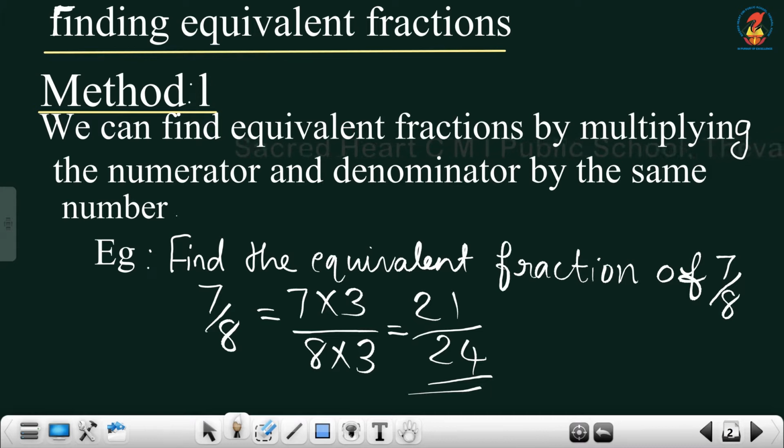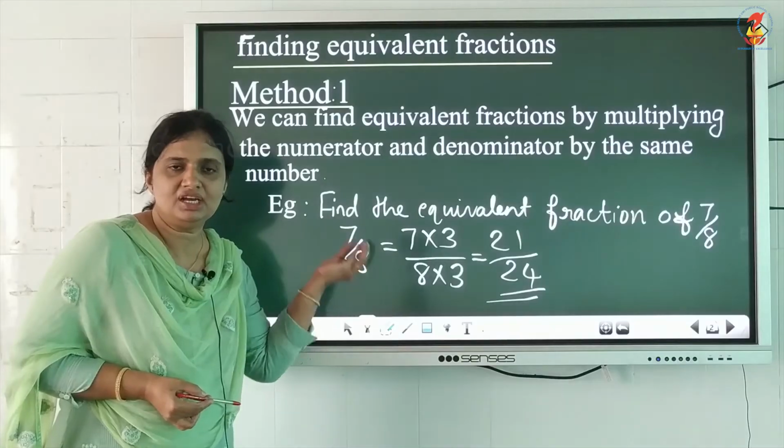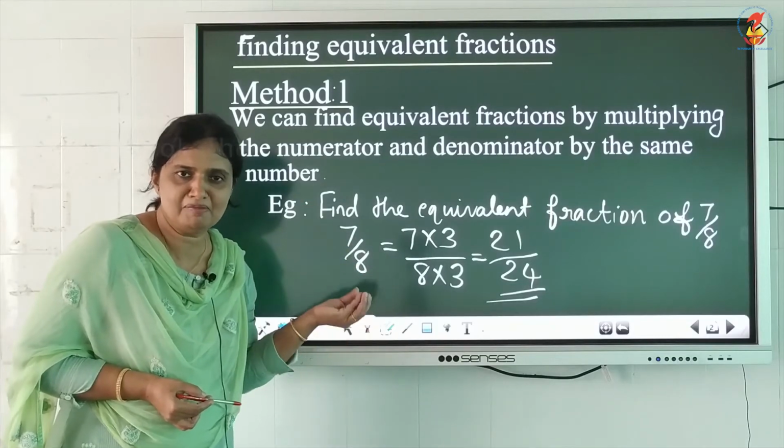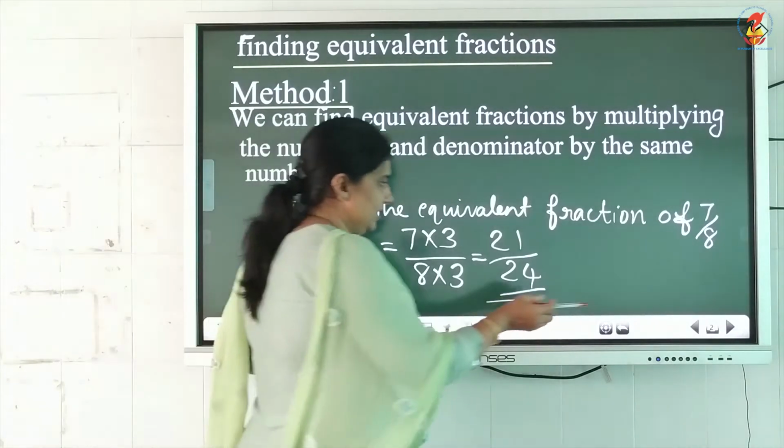See, 21 by 24 is one equivalent fraction of which fraction, children? 7 by 8. How did I get this? I multiplied the numerator and denominator by the same number. I got the equivalent fraction, right?